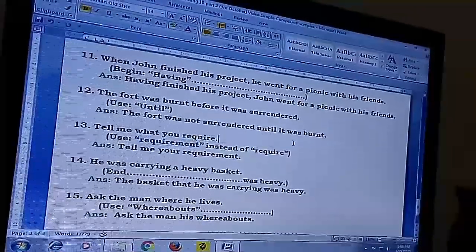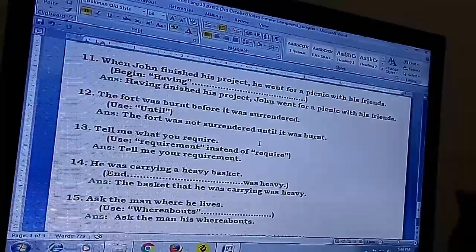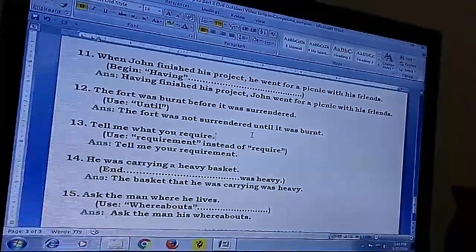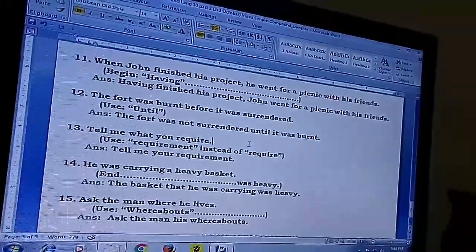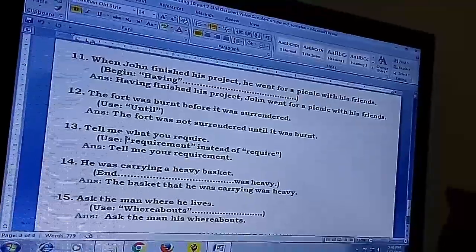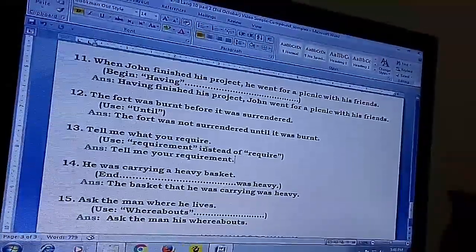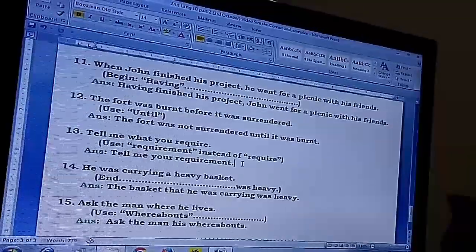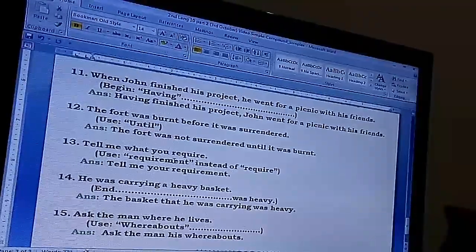Now some of them, what will they do? They say, tell me what you requirement. No. Nobody told you to remove the word and replace it. We didn't say replace it. We say use the word requirement instead of require, not in the place of require. So when you use requirement, sentence construction also will change without changing the meaning.